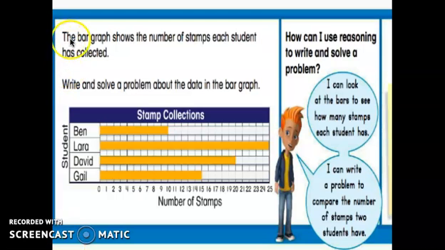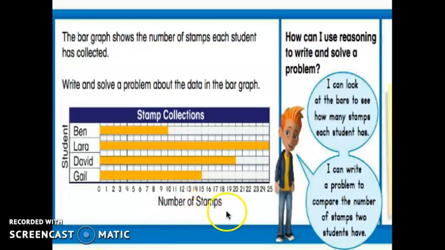So right here it says, the bar graph shows the number of stamps each student has collected. And here is the stamp collections. The students' names are over here, and the number of stamps are all at the bottom. It says write and solve a problem about the data in the bar graph. Well, we already know about bar graphs in our past lessons. So now they want you to make your own problem. So I want you guys to think of a problem and write it in your notebooks.